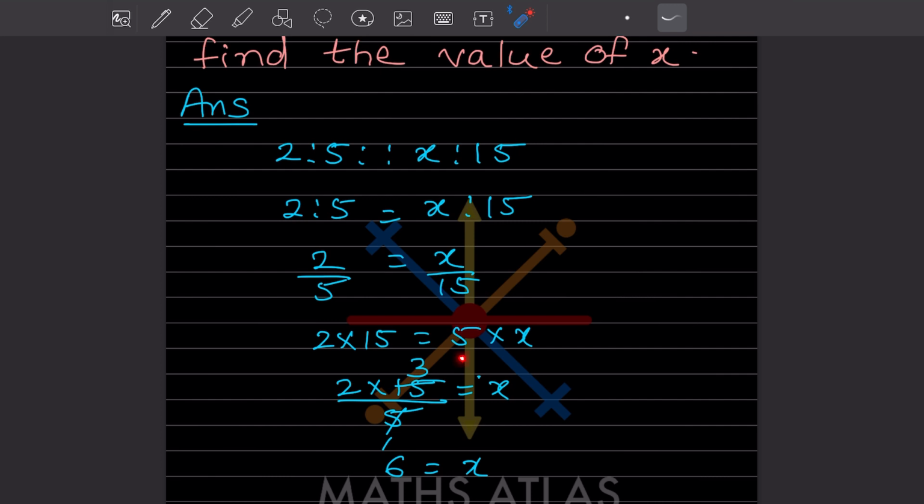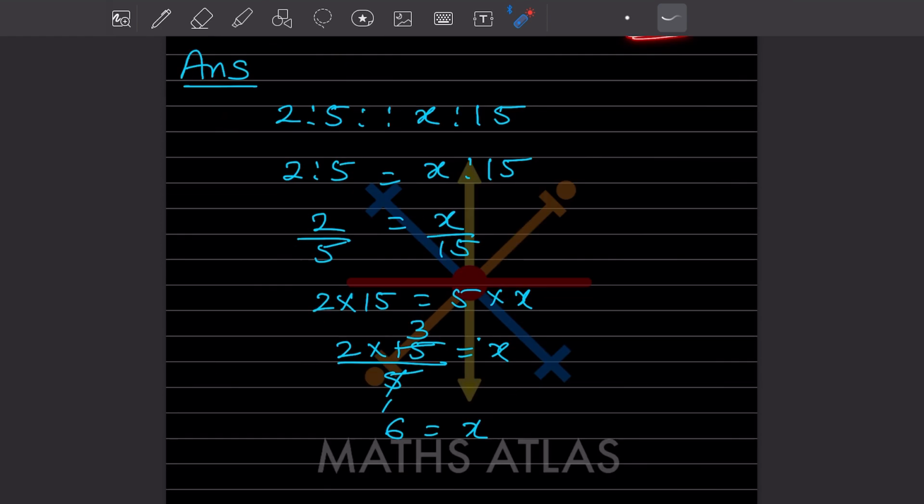And this 5, when I take it to the left hand side, is going to get divided. x is on its place, right hand side itself. So 5 ones are 5 and 5 threes are 15. So 3 twos are 6, because in the denominator is 1. So x is 6. That is what they ask: what is the value of x?